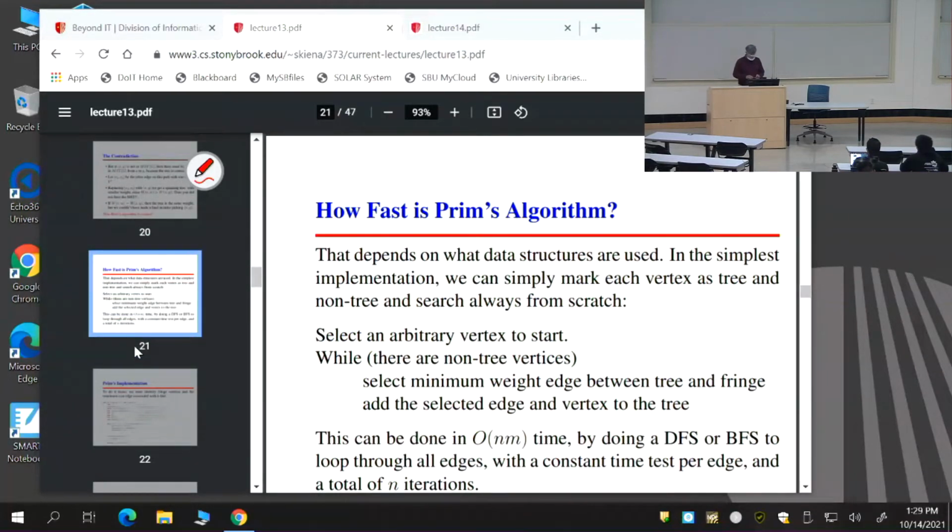Okay, Prim's algorithm starts from an arbitrary vertex. While there are non-tree vertices, find the cheapest weight edge between the tree and what's outside, the tree we're growing, and then add that edge and vertex to the tree. How many times will this outer loop go around in the obvious implementation if there are n vertices and m edges? How much time will that take?